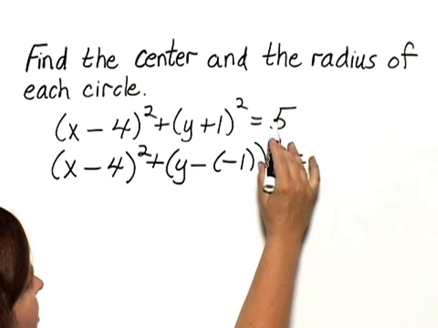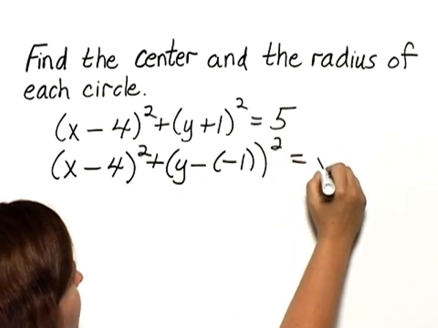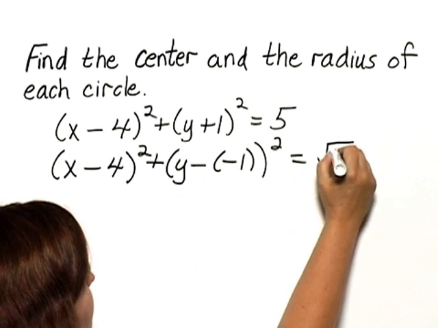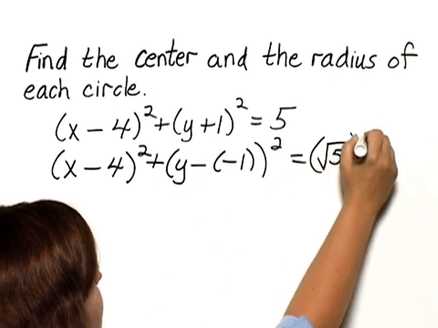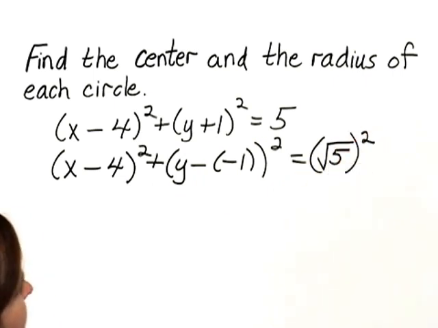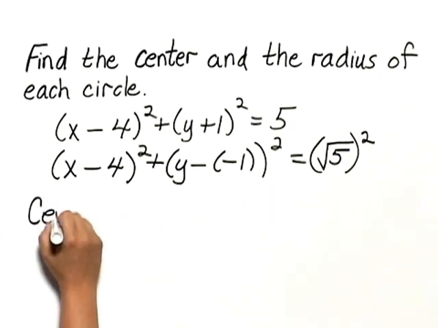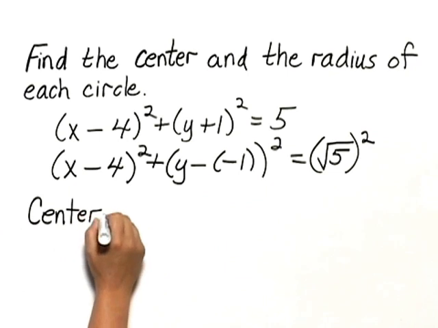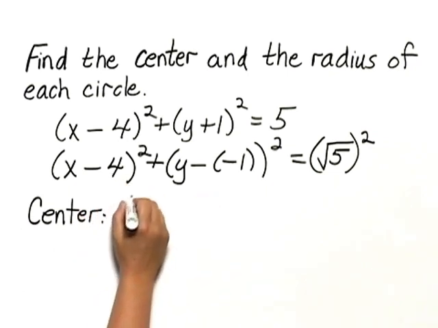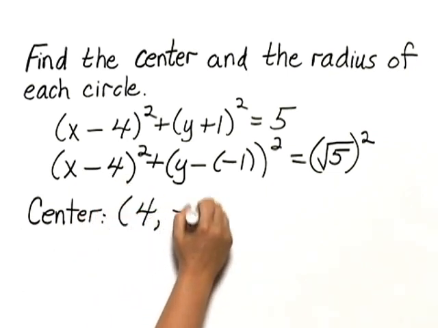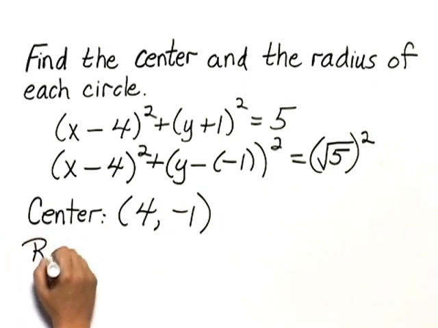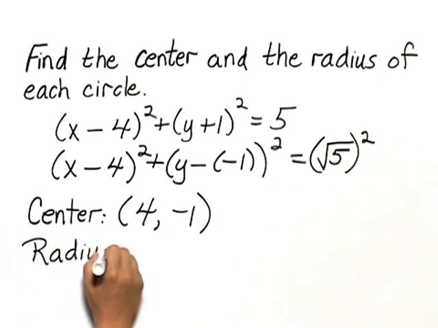Well, the square root of 5 is just written as the square root of 5. So let's write this as the square root of 5 squared. That's the same thing as 5. Then we can read from here that the center is (4, negative 1), and the radius is the square root of 5.